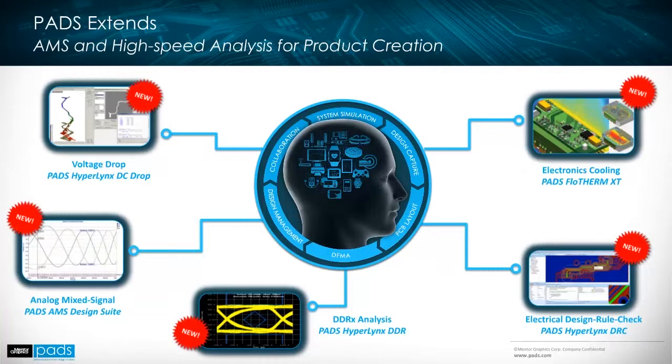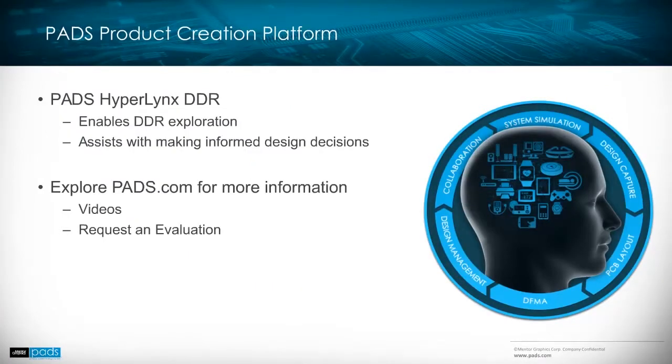We continually expand PADS capabilities too, particularly in the analysis space that is so crucial to today's high-speed designs. Recent additions include electronic cooling, voltage drop analysis, DDR simulation, which I've showed you today, electronic design rule checking, and a new analog mixed signal environment, all of which are available at a minimal cost. The PADS product creation platform enables the engineer to assess and make the appropriate design trade-offs. It addresses design complexity in multiple design consideration areas to help our customers get their designs right the first time.